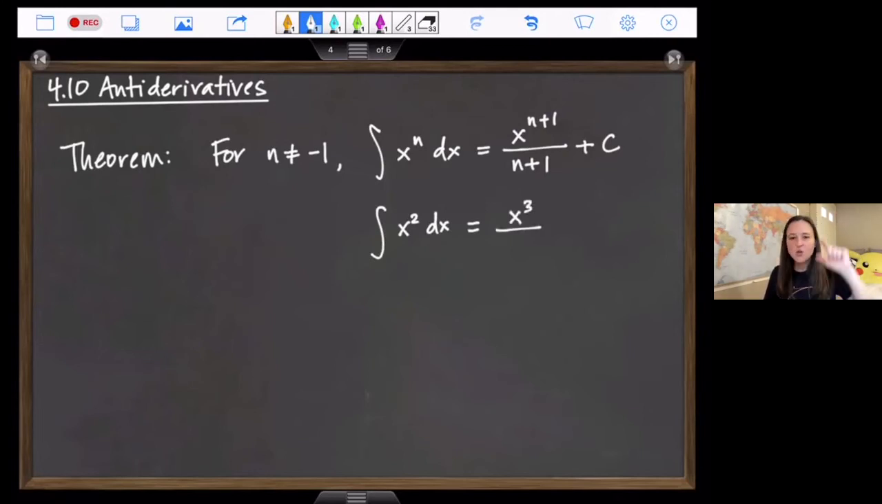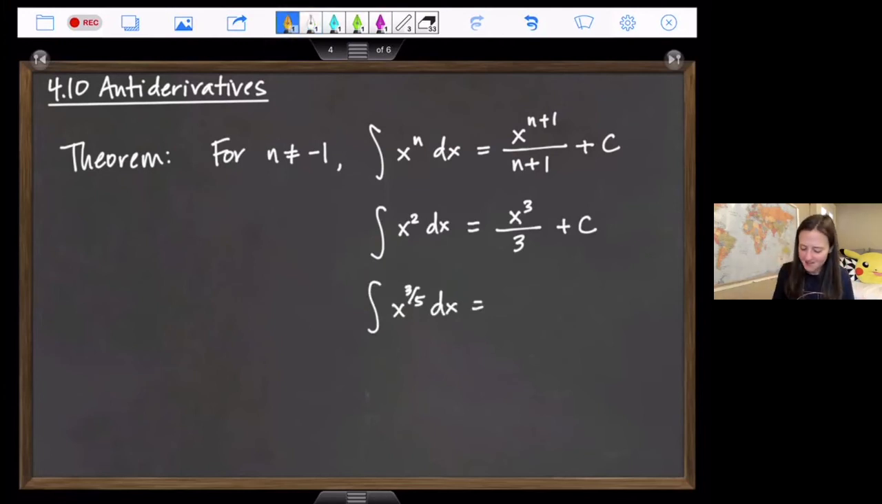And then whatever that new exponent is, that n plus 1, it also shows up as the denominator, which is the 3 in the bottom. And of course, always a plus c. And we had kind of worked out that there needed to be a 1/3 x cubed. That's the same thing. So any exponent that I put on here, if I have x to the 3/5 dx, right? So we're going to add 1 to the exponent.